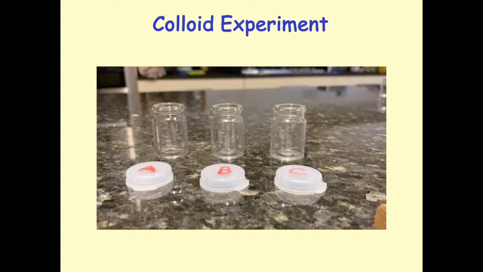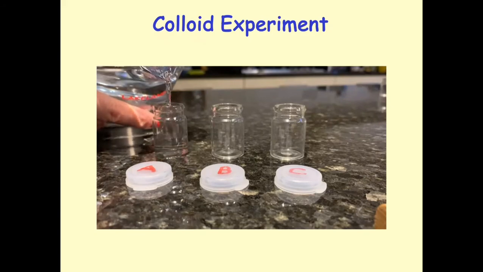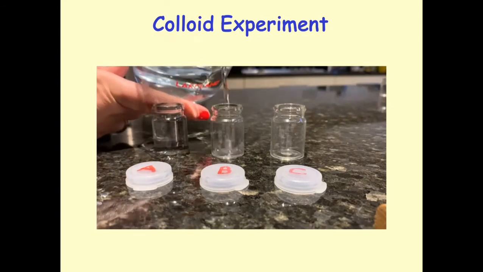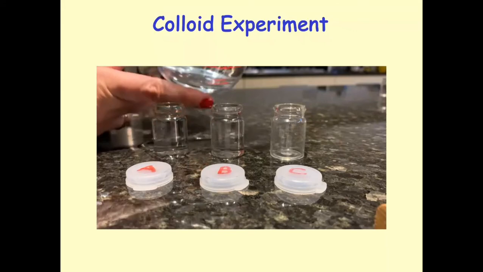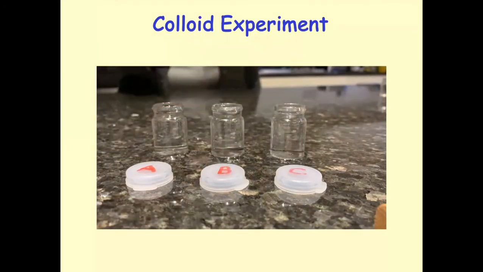So in this experiment, as I said, I'm going to make 3 solutions, and then I'm going to do a few experiments in order to help us work out which is which. So first of all, put water in each of these vials, and then I'm going to add a very small amount of milk to one of them.